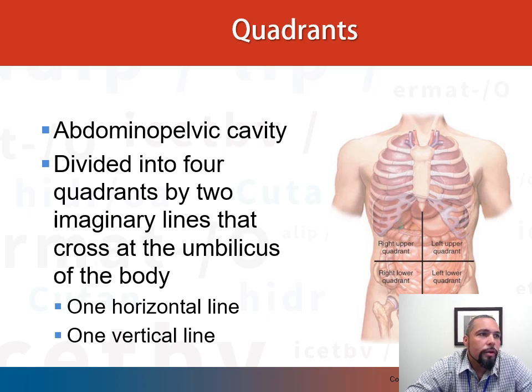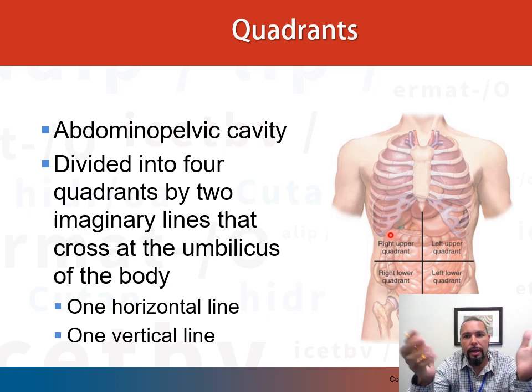Okay, let's talk about quadrants. This is a pretty fun slide. I actually enjoy talking about the quadrants. I don't know why, but I just like it. Your abdominal pelvic cavity is divided into four sides. You have your right upper quadrant right here. Again, we're talking about the anatomical man, not the way we see it.